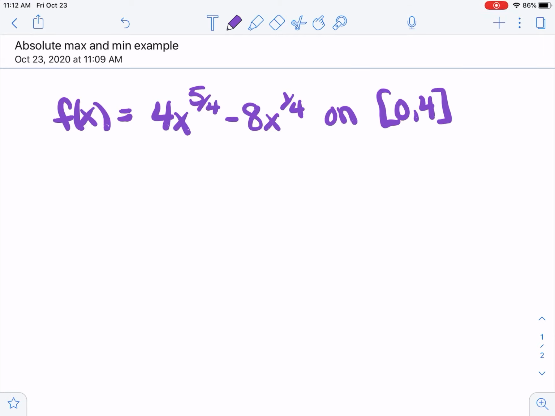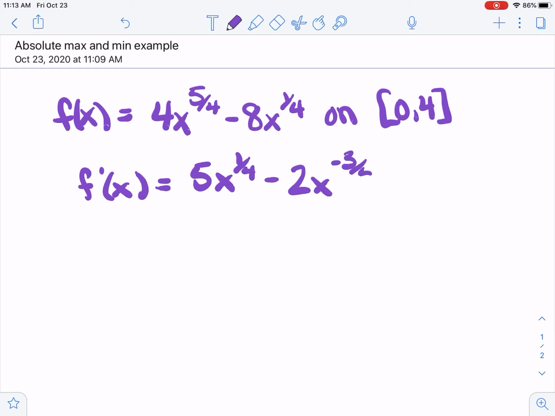Okay, we want to find the absolute max and the absolute min of a given function on a given interval. We start by finding the critical points. So we take the derivative. This is the power rule on each term: 5x to the 1/4 minus 2x to the negative 3/4. And we set that derivative to 0.